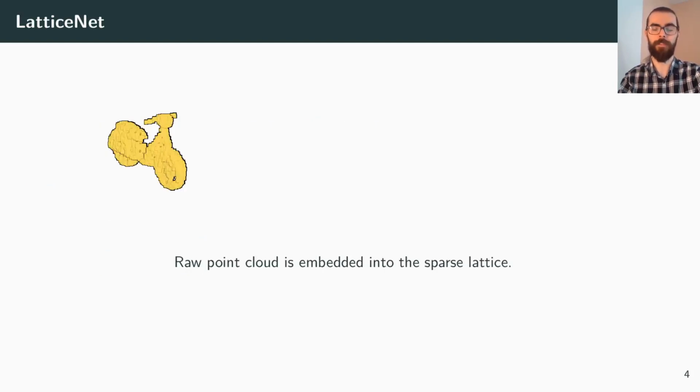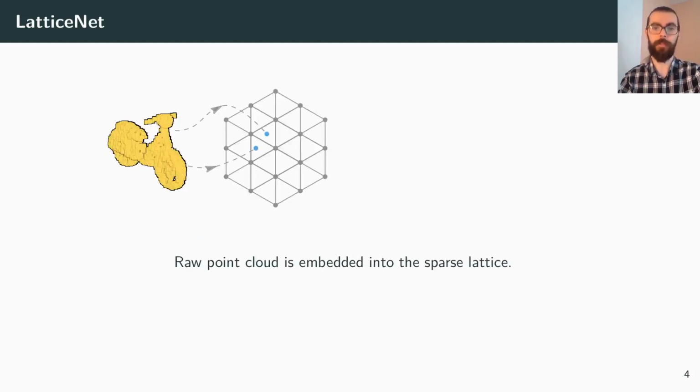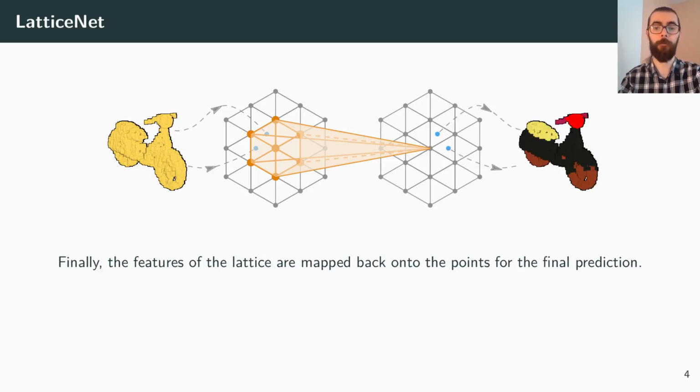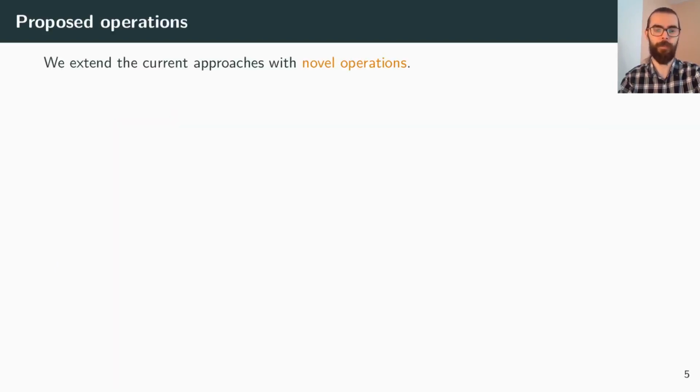In our method, we take as input a raw point cloud and embed it into a sparse lattice. Afterwards, together with upsampling and downsampling operations, we get a more and more global context. Finally, the features of the lattice are interpolated back onto the point cloud for the final prediction. We extend the current approaches with novel operations.